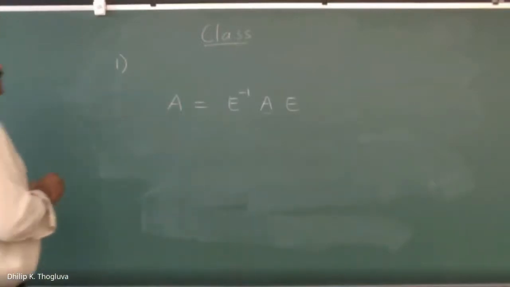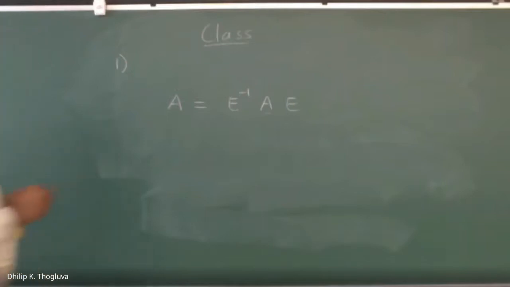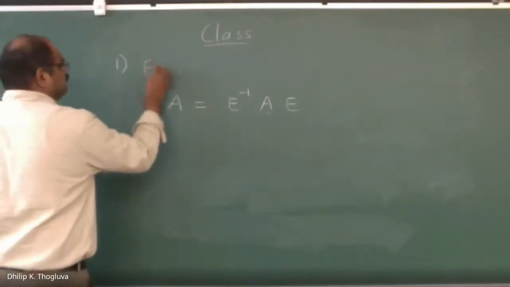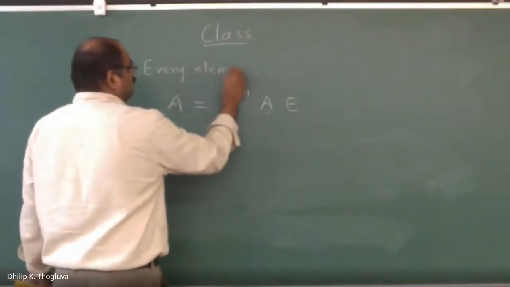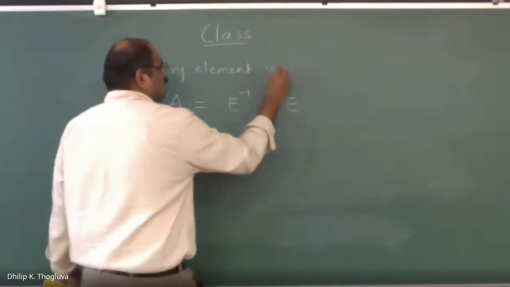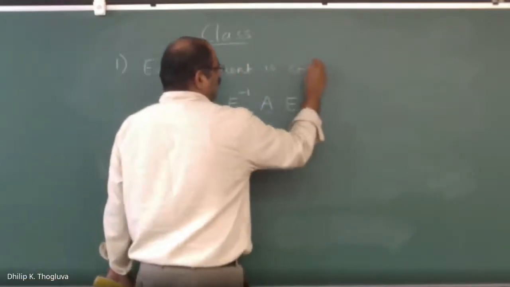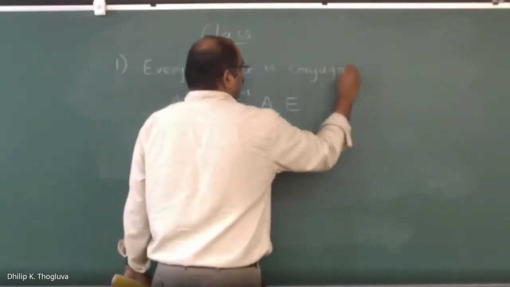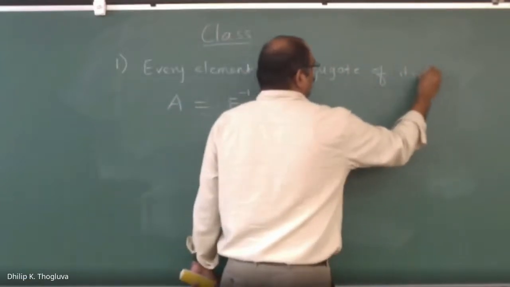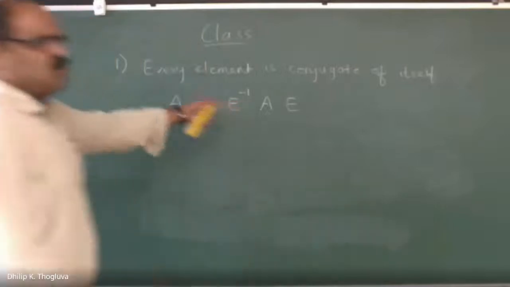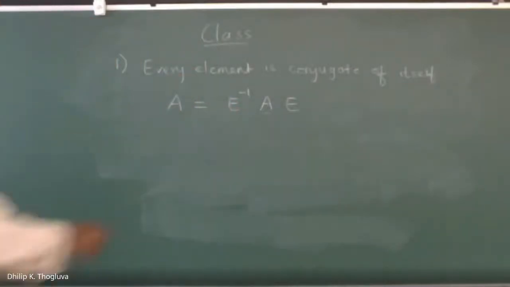Okay, so the first rule is every element is conjugate of itself, because E is present, so A will always give A if you operate E inverse A E. Okay, so this is the first rule.